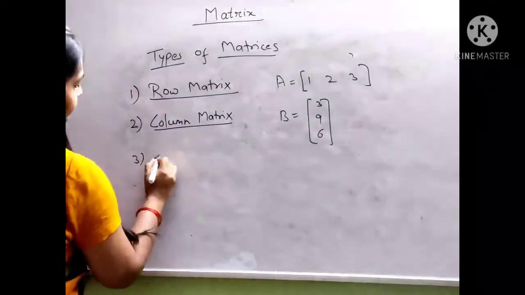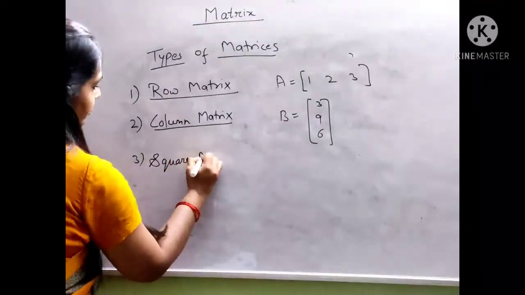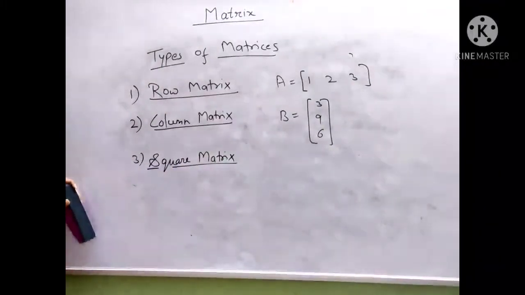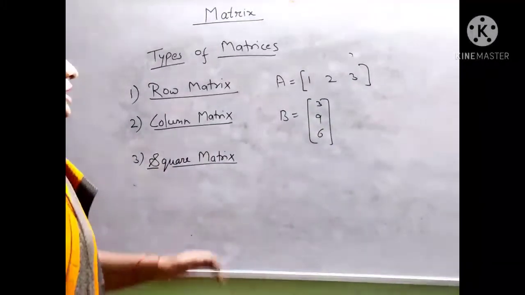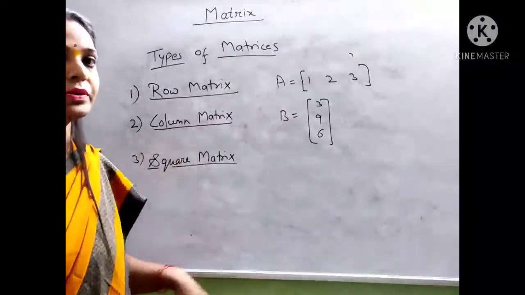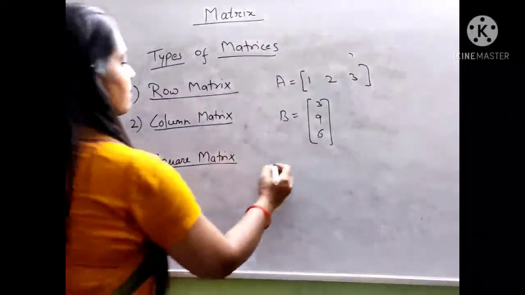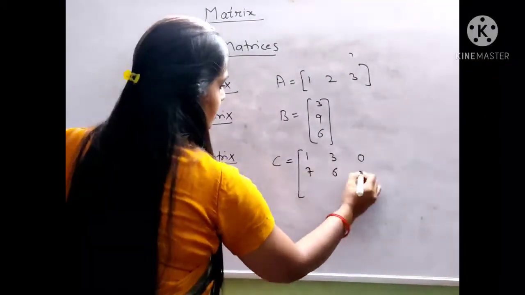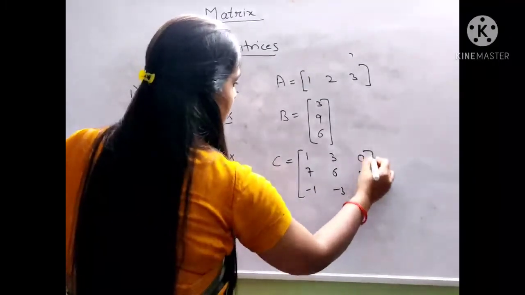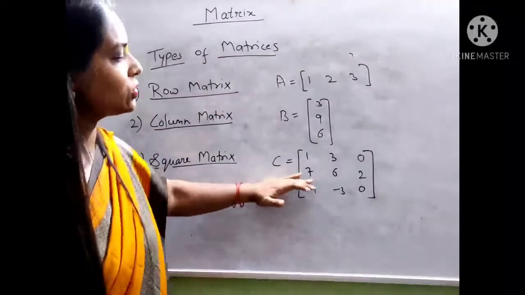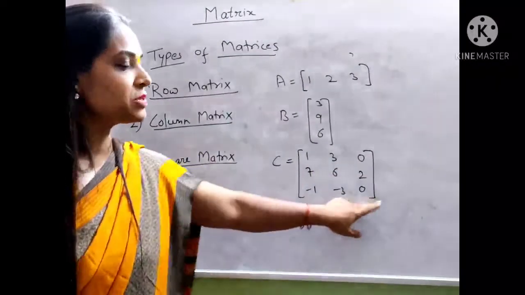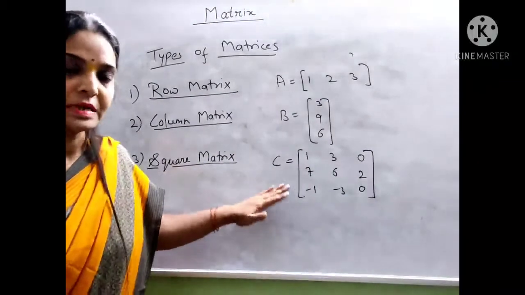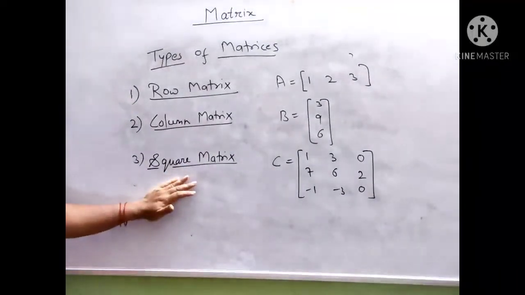Next one is square matrix. A matrix is said to be a square matrix in which the number of rows is equal to the number of columns. So let's see an example of it. So here we can check it out. How many rows are there? 3 rows are there and 3 columns are there. So here we can see the number of rows is equal to the number of columns. This type of matrix is called a square matrix.